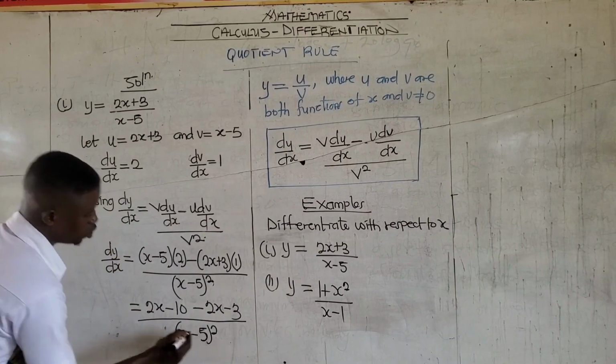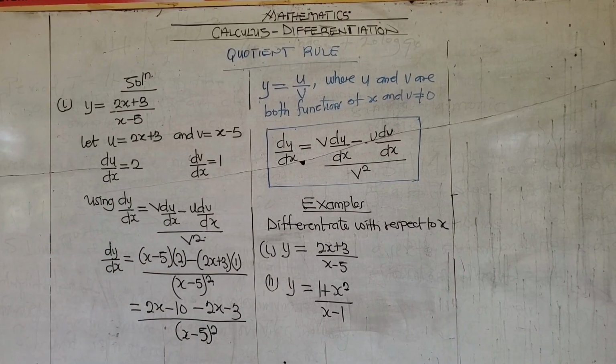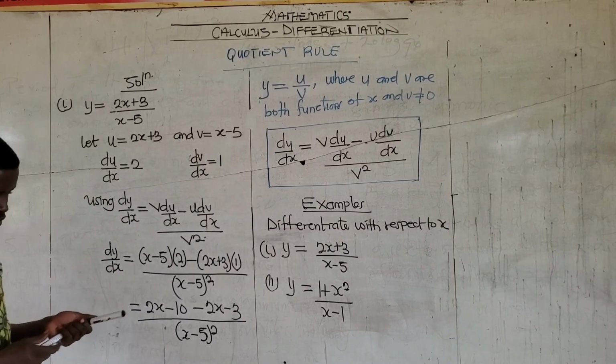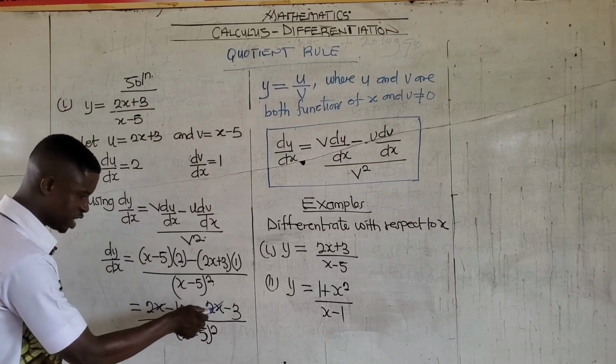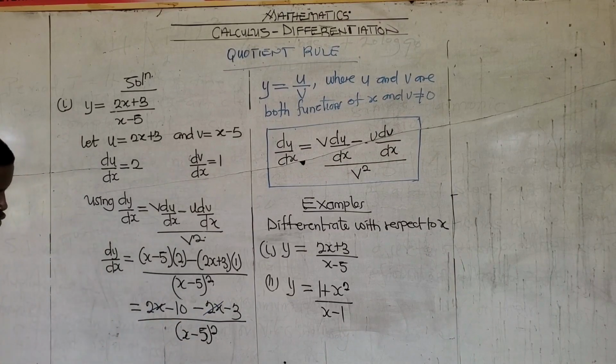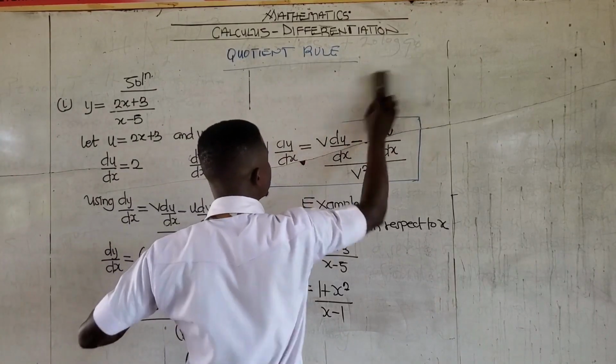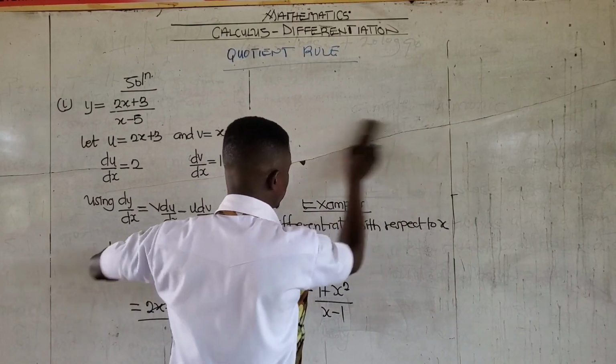The next thing we are going to do is to simplify by grouping like terms. So straight away, you can see that positive 2x and negative 2x will cancel out. Have you seen that? Positive 2x and negative 2x will cancel out.